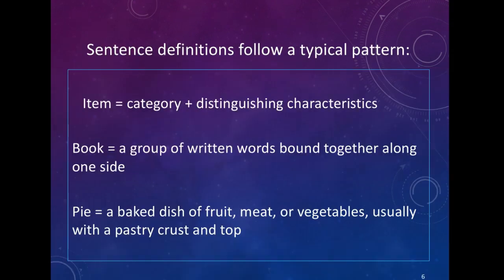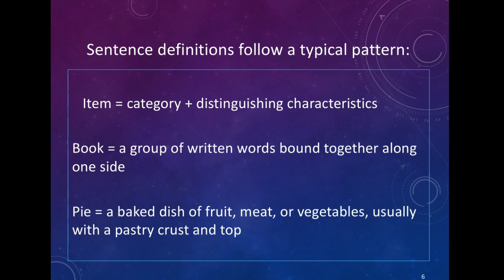Some sentence definitions follow a typical pattern. You have your item, and then you have the category, and then distinguishing characteristics. And I just did 2 examples here for you, really easy. A book is a group of written words bound together along one side. That's an easy definition of a book. We've got the category, a group of written words, and the distinguishing characteristics, bound together along one side.